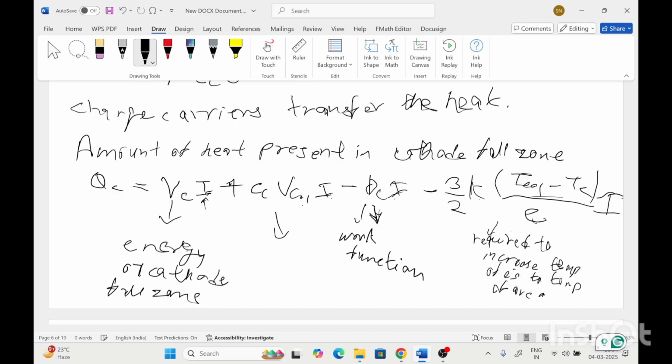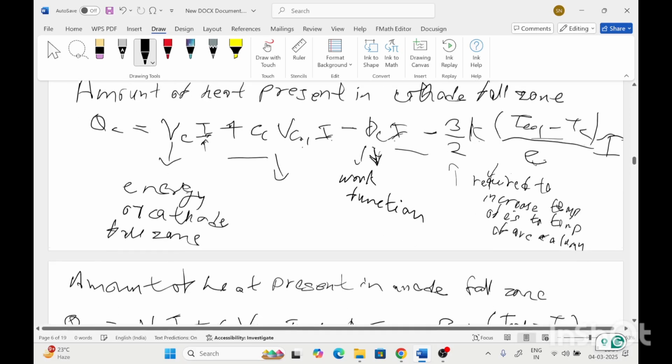Electrons are first generated at the cathode, and they have to travel from the cathode to the anode. So first they have to attain the temperature of the arc column, and only then will they be able to travel from the cathode to the anode. This heat will be consumed in that process. So the total heat has two terms that are negative and two terms that are positive.